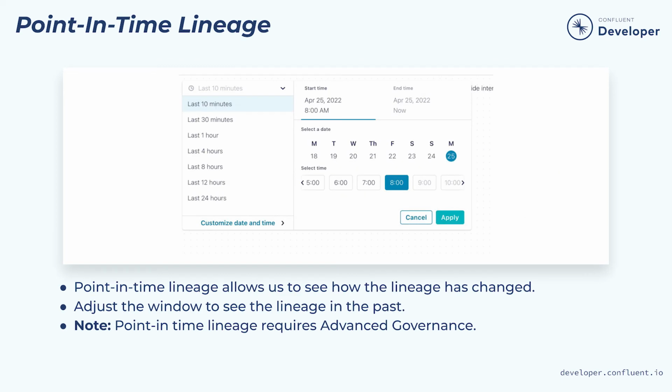One powerful feature of the lineage is the ability to rewind and see what it looked like in the past. Point-in-time lineage allows us to customize the time window we are viewing. By default, the lineage shows data for the last 10 minutes. But with point-in-time lineage, we can adjust that to a variety of different periods going back minutes, hours, or even days. We can use this to look back at the lineage and see how it has changed over time. For example, if we notice that one of the streams is unbalanced, we can rewind the lineage to see if that is normal or a new development.